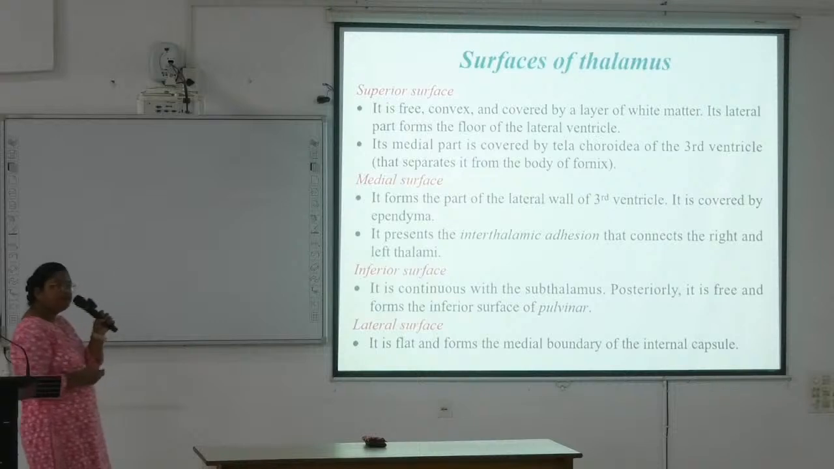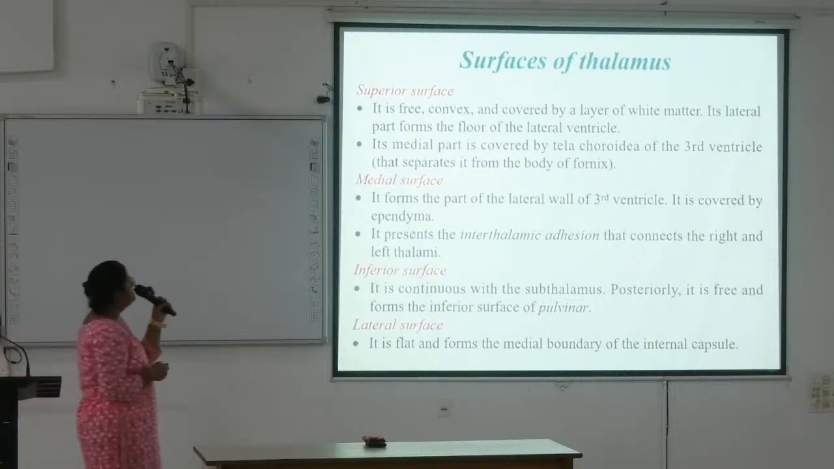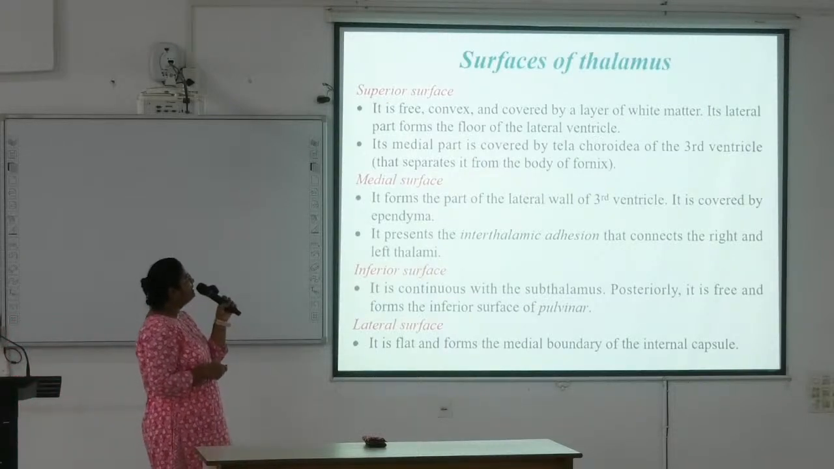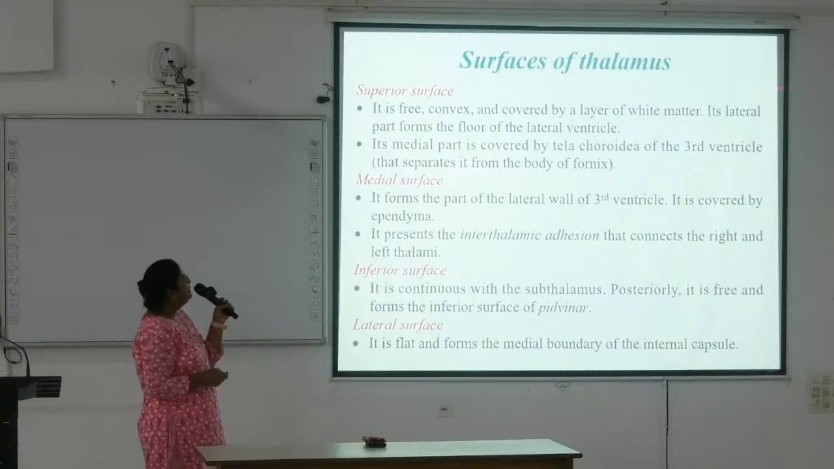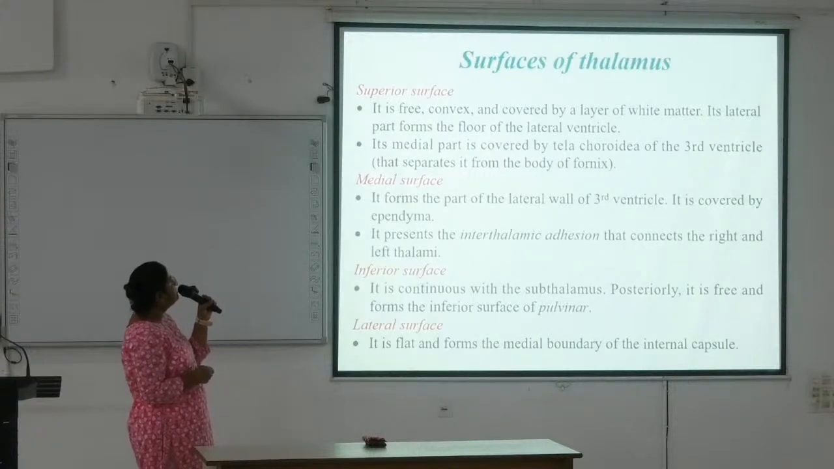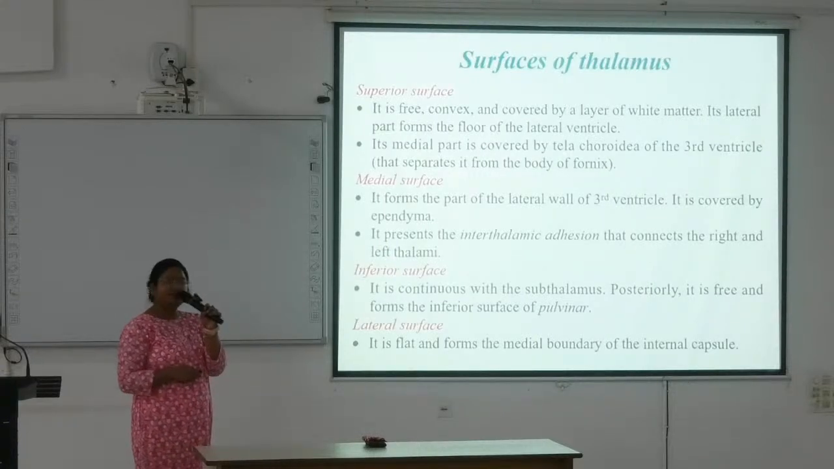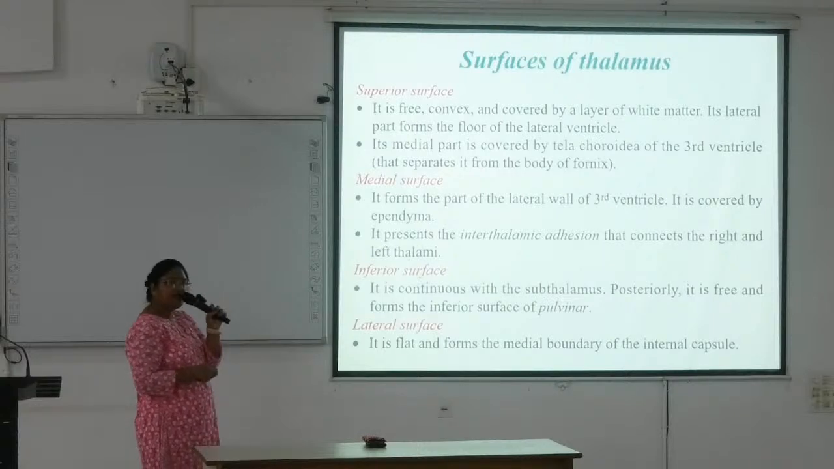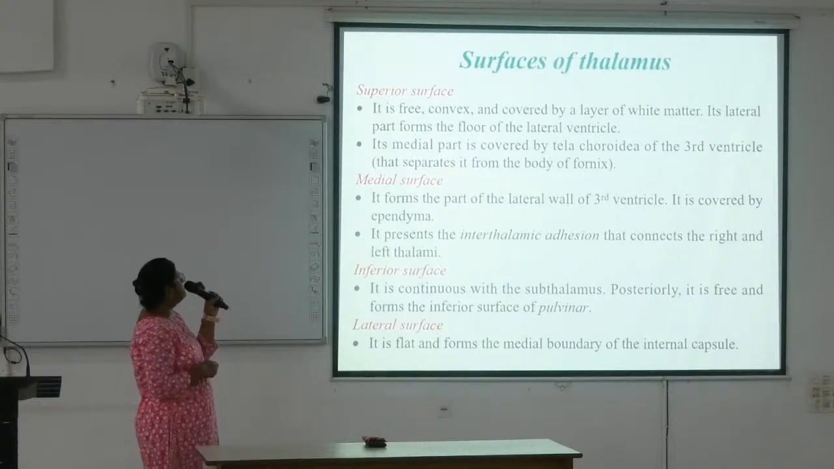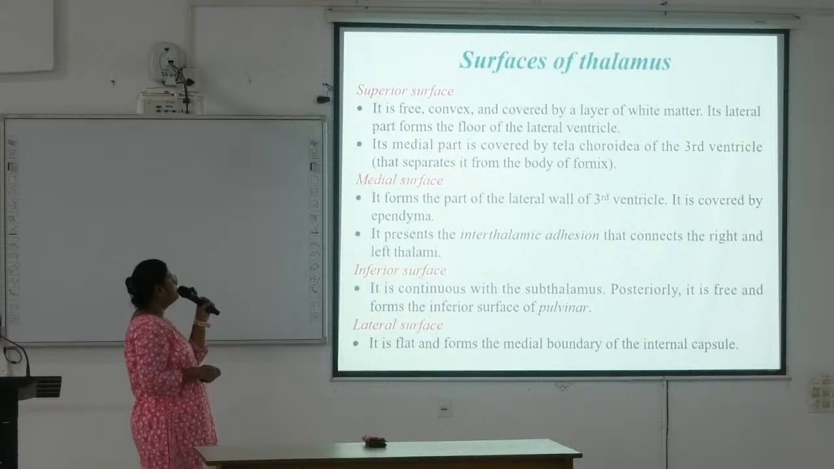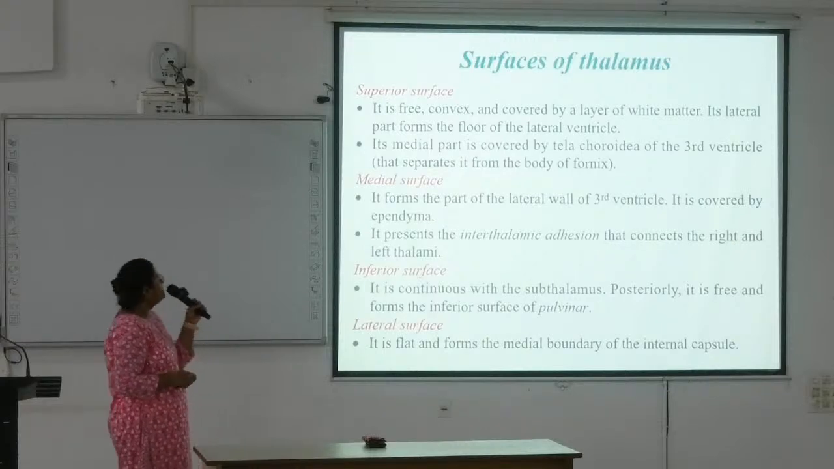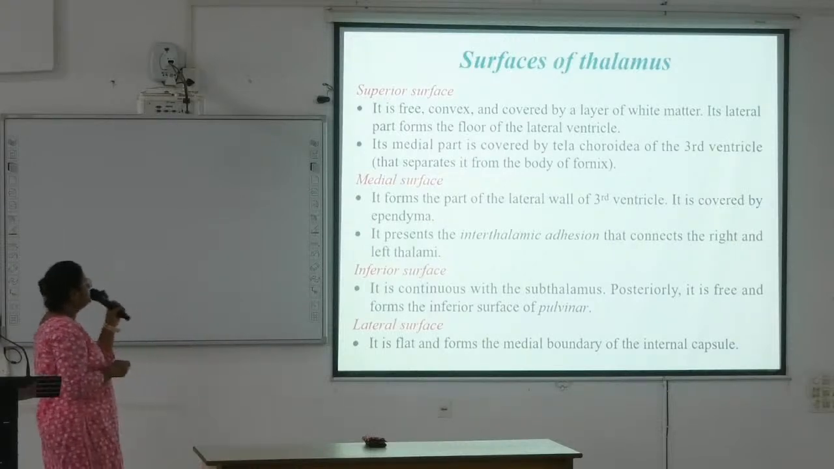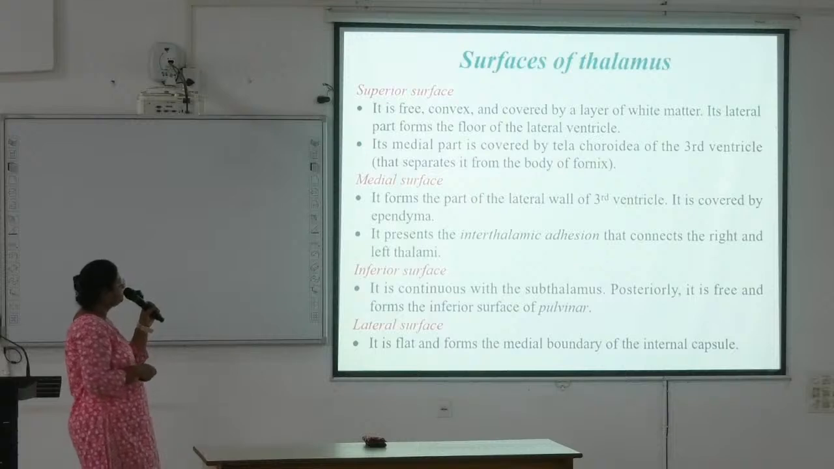First, the superior surface. It is free, convex and covered by a layer of white matter, and its lateral part forms the floor of the lateral ventricle. Its medial part is covered by tela choroidea of the third ventricle that separates it from the body of the fornix. So this is relation of superior surface.